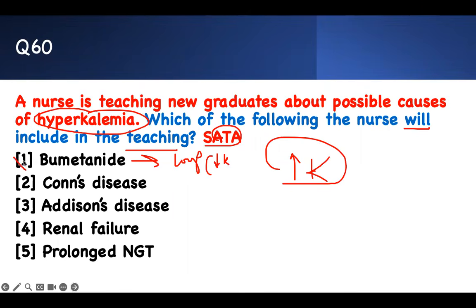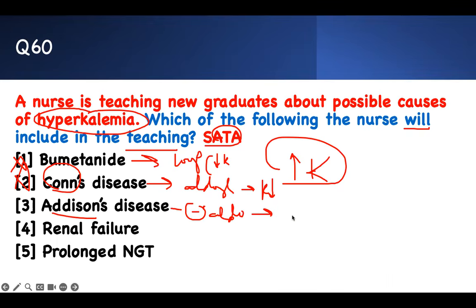So this is wrong. Crohn's disease. Think about it. This is aldosterone. Aldosterone hates potassium. So if you decrease your potassium, you get hypokalemia. Addison's disease does not have aldosterone, so there is no aldosterone. Therefore, potassium is happy. So K is high.